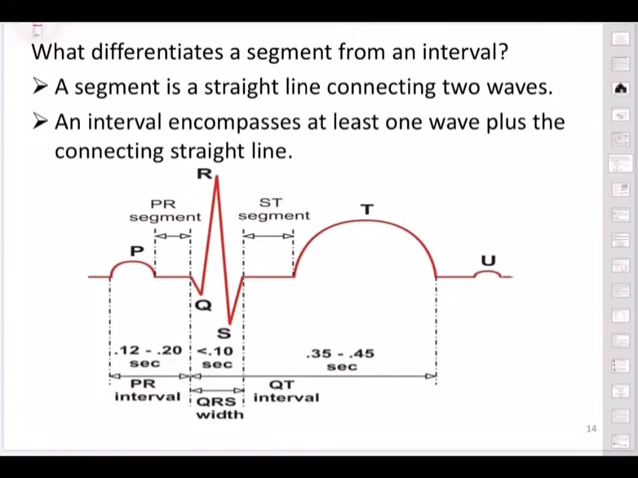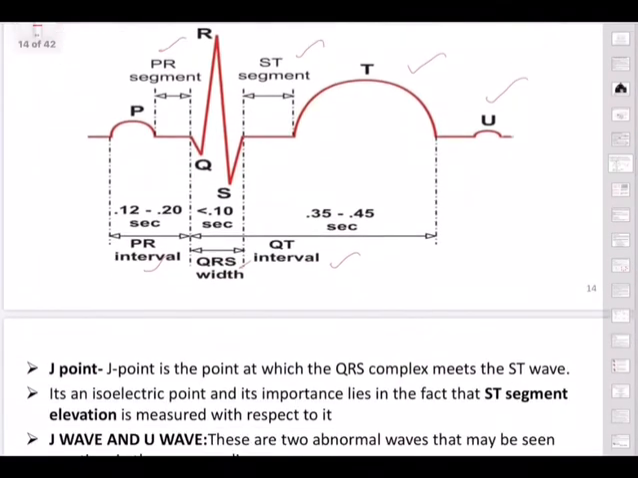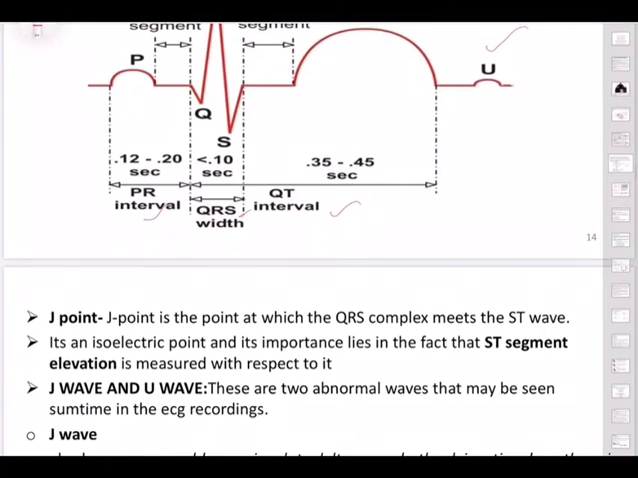An interval comprises at least two waves plus the connecting straight line. You can see the PR interval, 12 to 20 seconds, timing is also given. The PR segment is a line, remember, and an interval has got a wave plus a straight line. And the QRS width, of course, you can see here, and the QT interval with seconds, 35 to 45 seconds, ST segment, T wave, and of course the U wave. There's a U wave also.